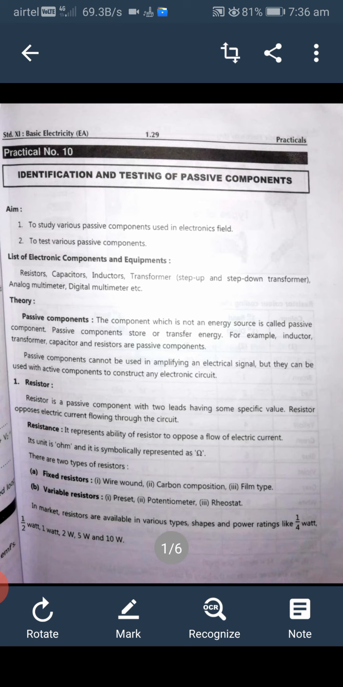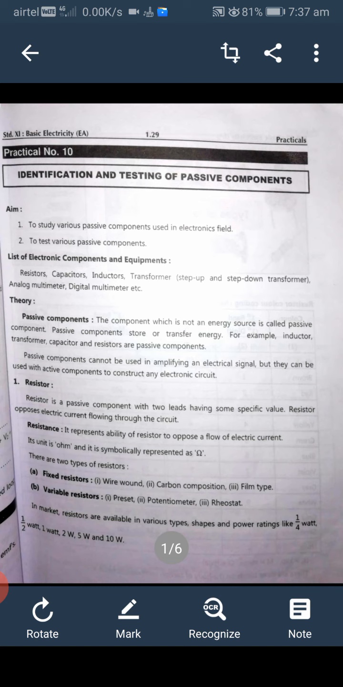Passive components. The component which is not an energy source is called a passive component. Passive components store or transfer energy. For example, inductor, transformer, capacitor, and resistor are passive components. Passive components cannot be used in amplifying an electrical signal, but they can be used with active components to construct any electronic circuit.